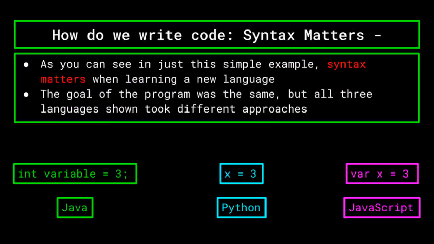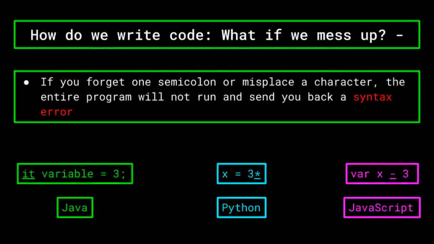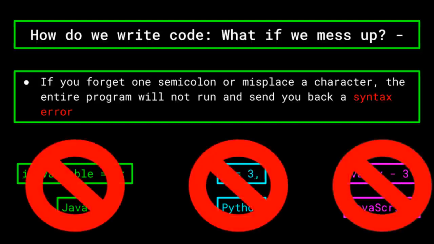Even in this simple example, you can see how much syntax matters when learning a new language, since while the goal of our program remained the same, which was to define an integer with the value 3, all the programming languages shown took different approaches. All these languages require that you follow this syntax because, remember, computers are extremely dumb. If you forget one semicolon or misplace a character, the entire program will not run and send you back a syntax error, which is something we'll talk about later.